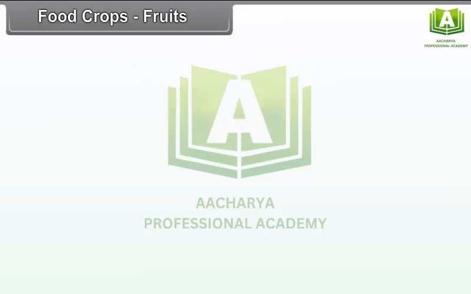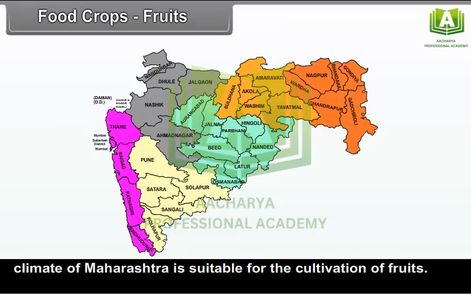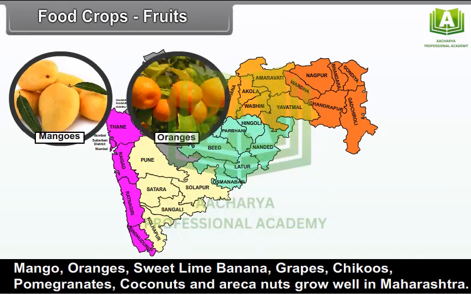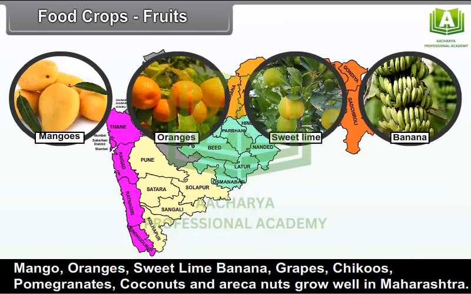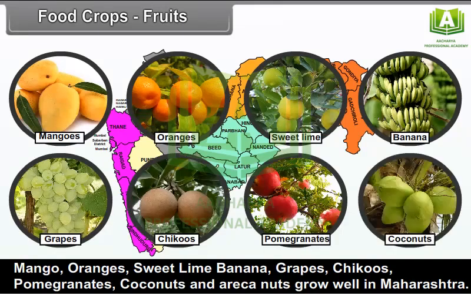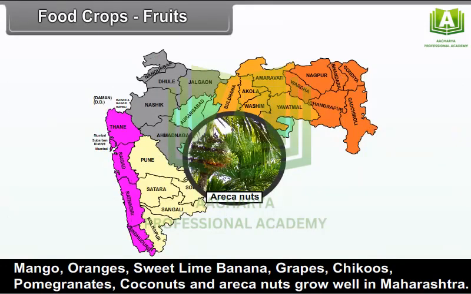Fruits. The climate of Maharashtra is suitable for the cultivation of fruits. Mango, oranges, sweet lime, banana, grapes, chikus, pomegranates, coconuts and areca nuts grow well in Maharashtra.